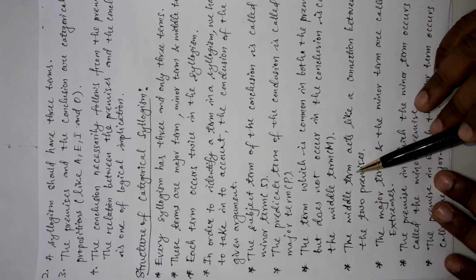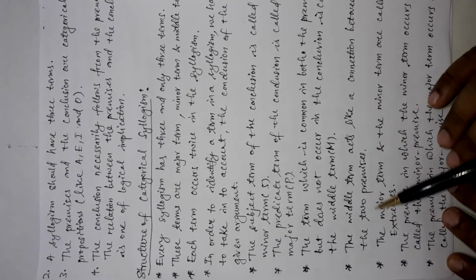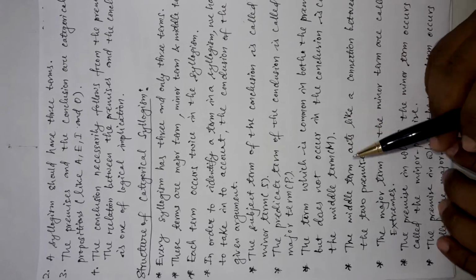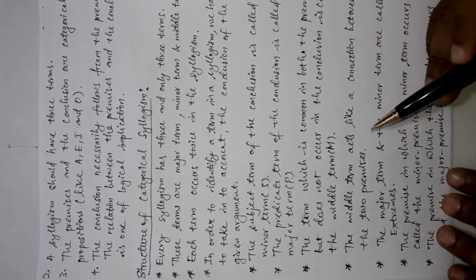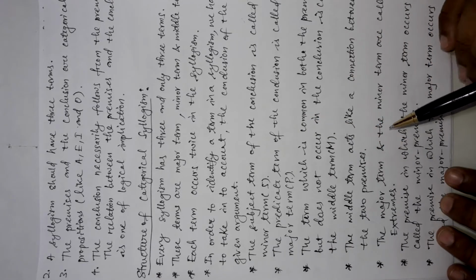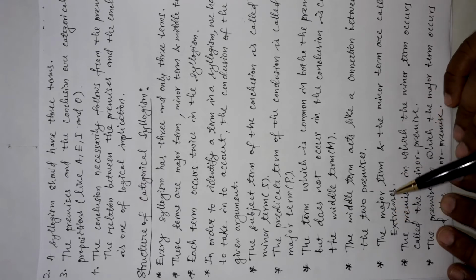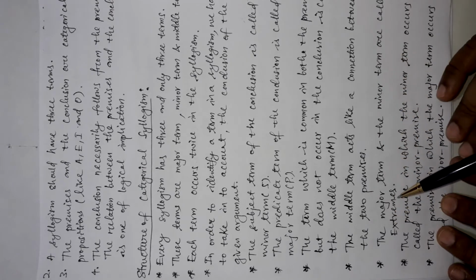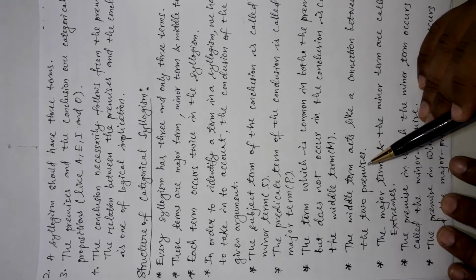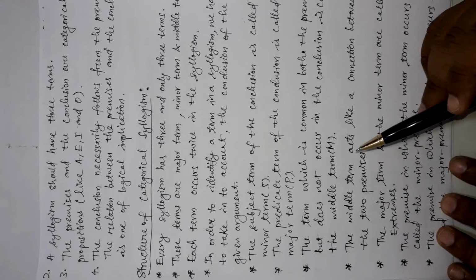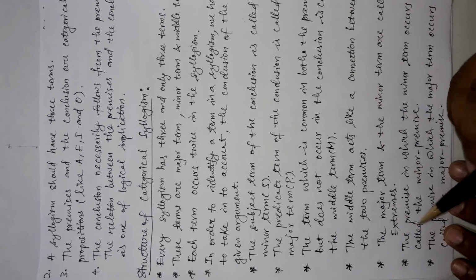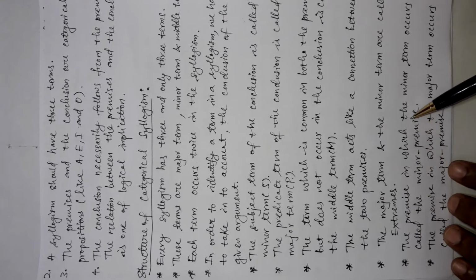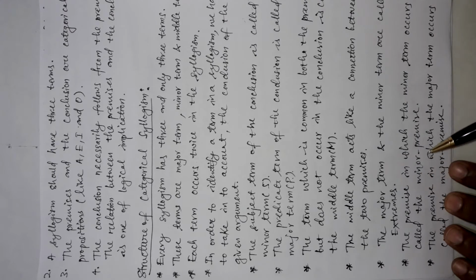Now, the middle term acts like a connection between the 2 premises. It acts as the bond or connective material between the 2 premises in the syllogism. The major term and the minor term are called extremes. Yes, the 2 terms which are identified in the conclusion as the major and minor terms are called extremes. Remember the word extremes. The premise in which the minor term occurs is called the minor premise.